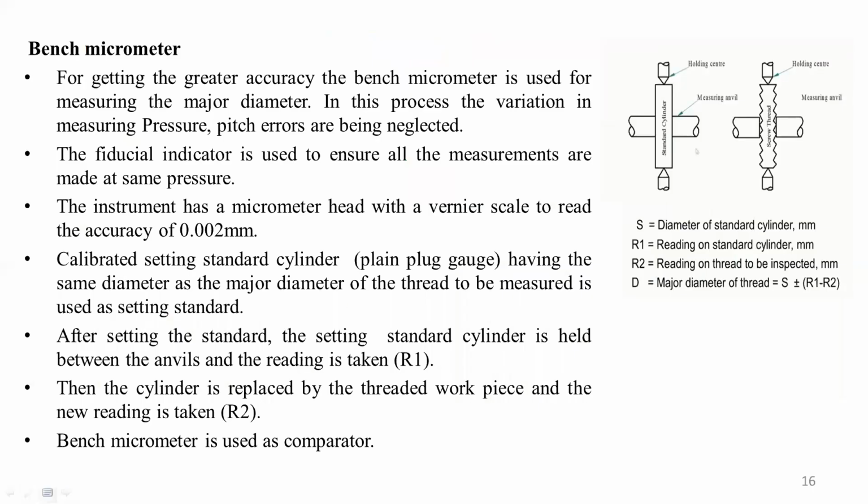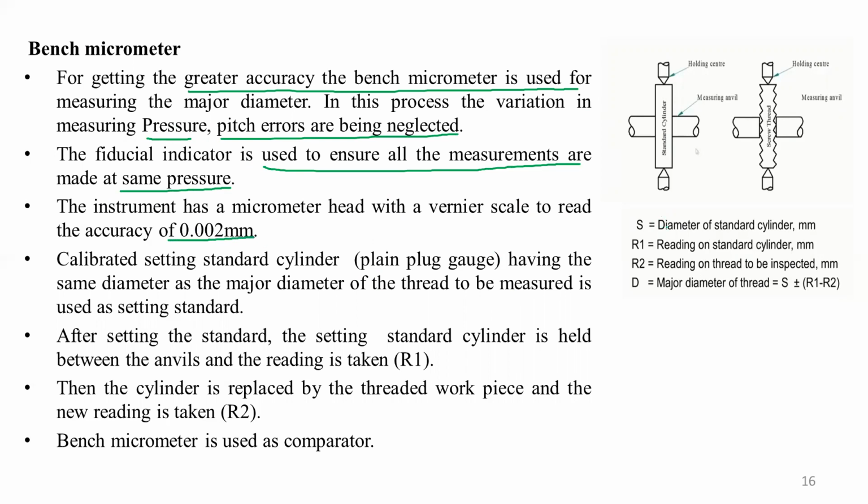So how do we measure the diameter using the bench micrometer? For getting greater accuracy, the bench micrometer is used for measuring the major diameter. In this process, the variation in the measuring pressure and the pitch errors are neglected. Here the fiducial indicator is used to ensure all the measurements are made at the same pressure. This instrument has a micrometer head with a vernier scale to read the accuracy up to 0.002 mm.